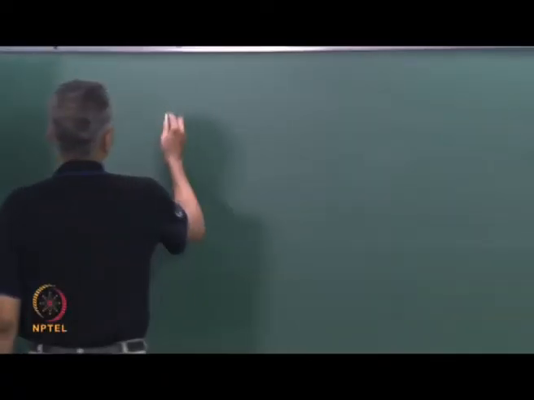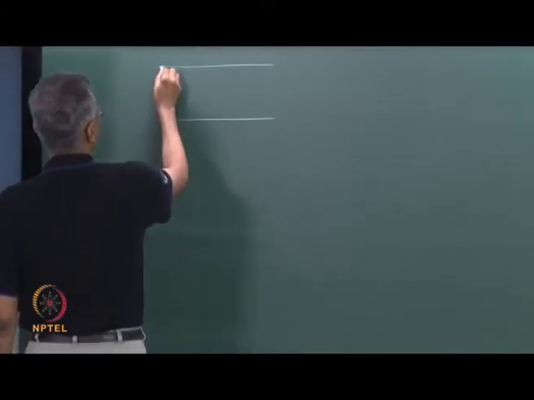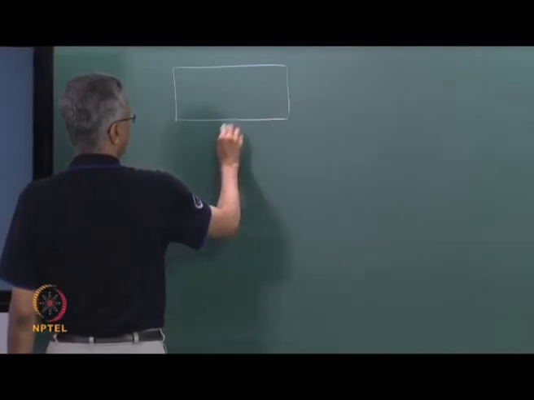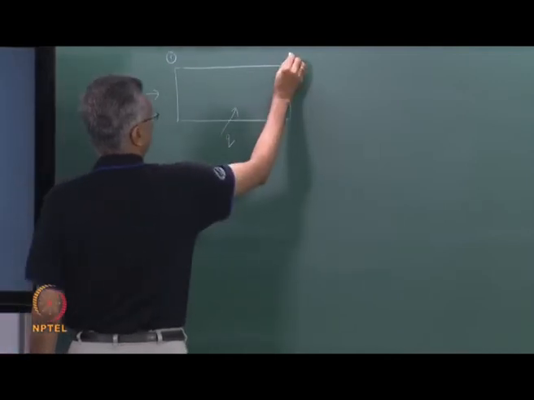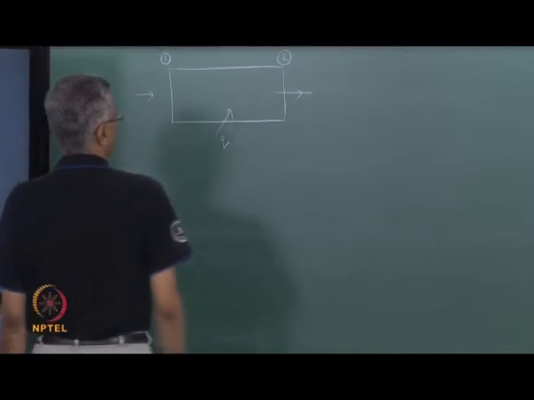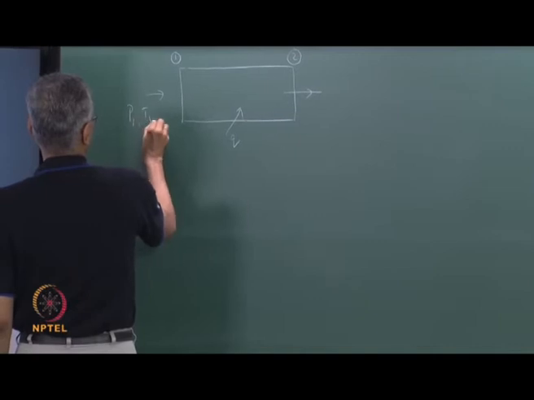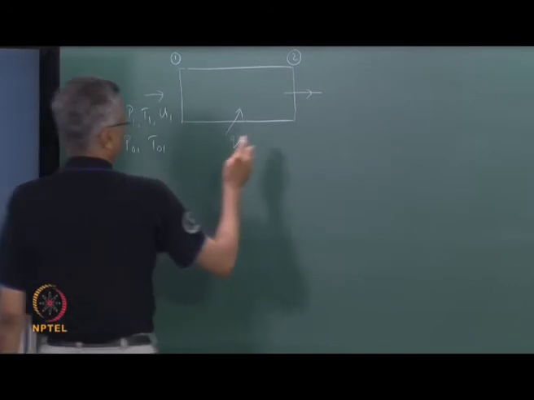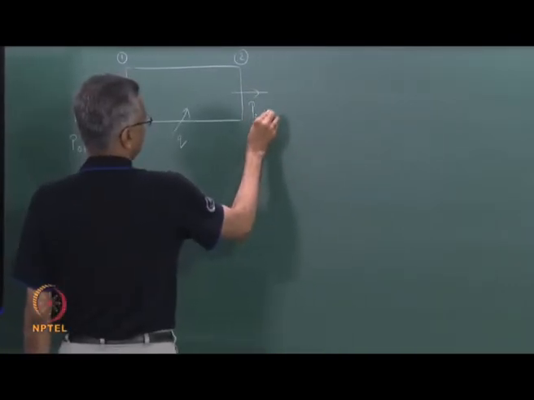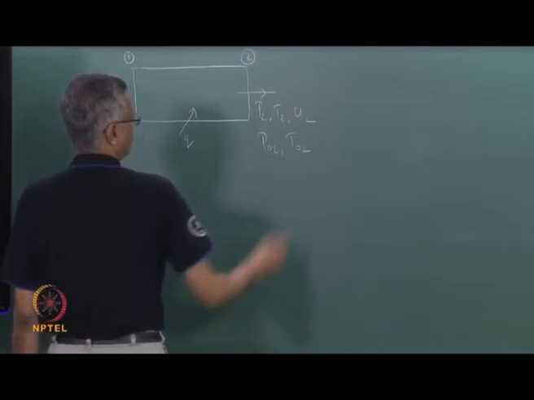In the previous class, we looked at one dimensional flow with heat addition, where we were looking at a flow situation like this. Let us say this is a duct or a pipe in which heat is added, and at entry the flow is at state 1, and at exit the flow is at state 2. Starting from the inlet state, which was at P1, T1, U1 and P01, T01, we wanted to find out the exit state, which is P2, T2, U2 and P02, T02.